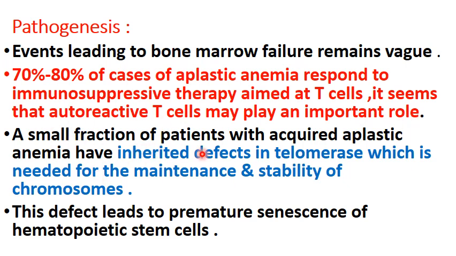A small fraction of patients with acquired aplastic anemia have an inherited defect in telomerase. This is needed for the maintenance and stability of the chromosome. So this defect might lead to premature senescence of the hematopoietic stem cells, premature death or a premature stop of the activity and replication of the hematopoietic stem cells. A small fraction of patients have inherited defects in telomerase, the enzyme required for the maintenance and stability of the chromosome.